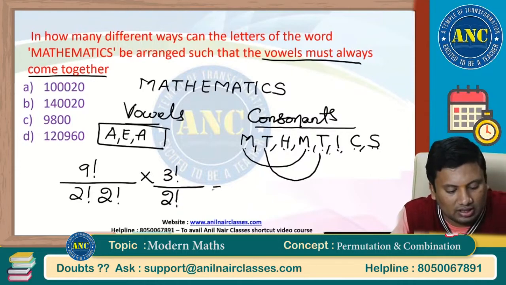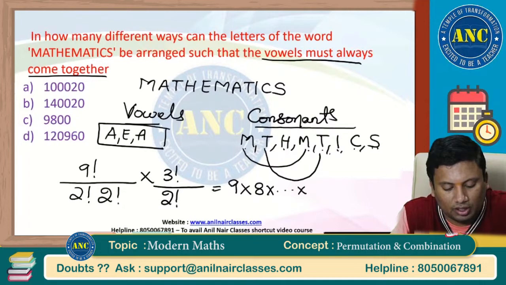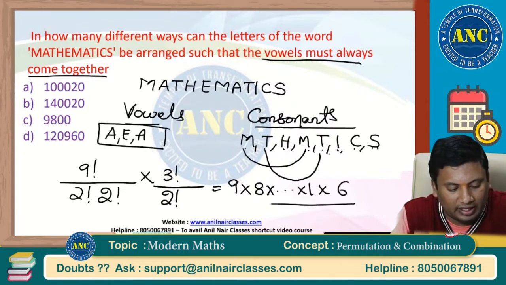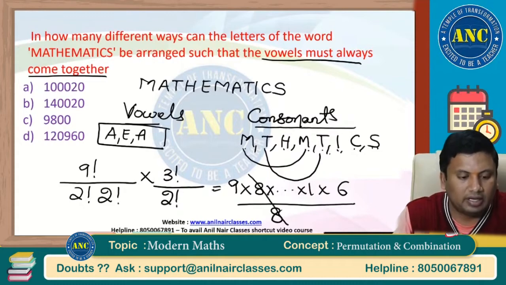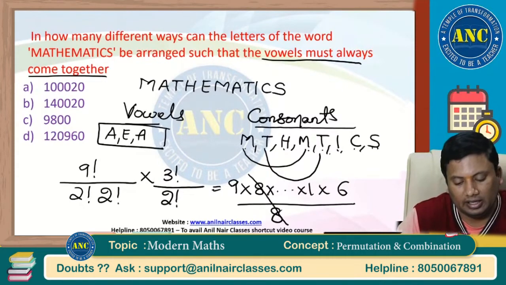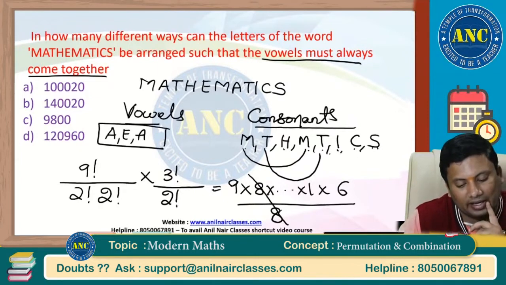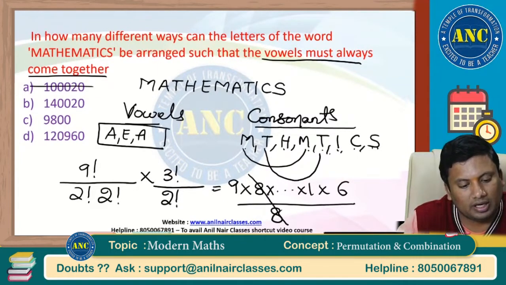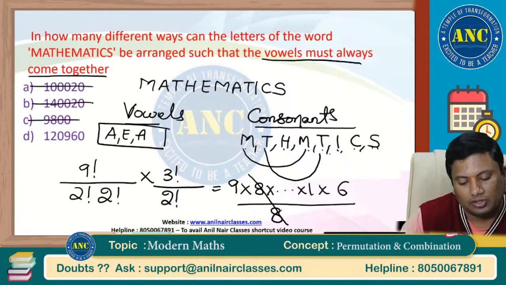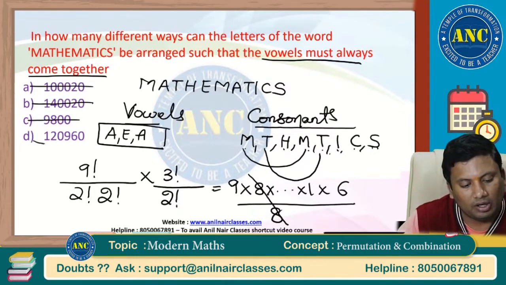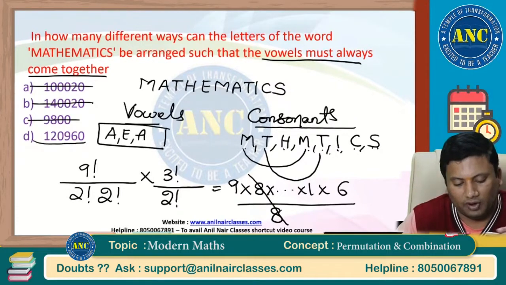So, this is nothing but 9 into 8 and so on up to 1. 3 factorial is 6. 2 into 2 into 2 is 8. So, it is 9 into some number. The answer's digital sum should be 9. These options are not possible, not possible, not possible. So, the answer is nothing but 120960.